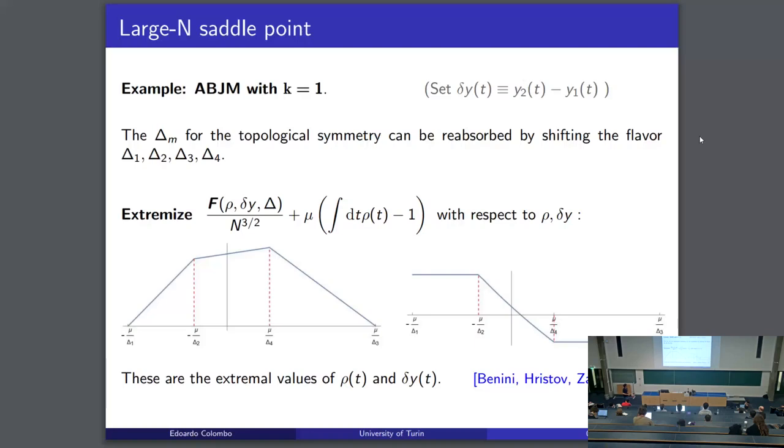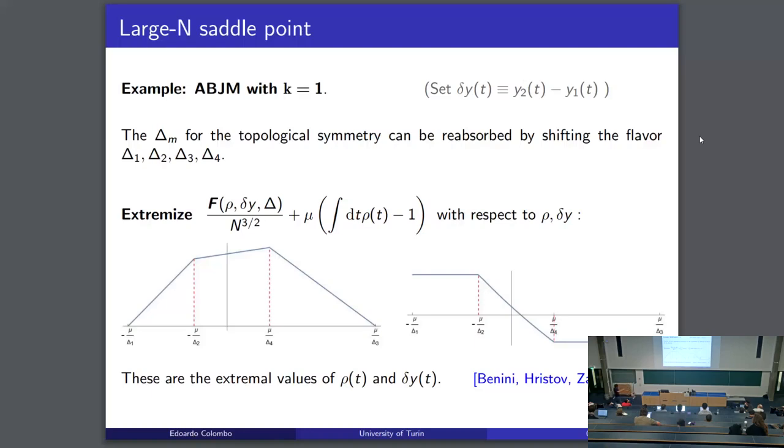So, okay, we need to fix rho and the function y. For ABJM, it's just the difference of the two functions y at the two gauge nodes that matters. And the extremization works out more or less in exactly the same way as the original paper by Benini, Hristov, and Zaffaroni. And the result of this extremization procedure is these two functions: this is the graph for rho, and this is the graph for the difference of y's.